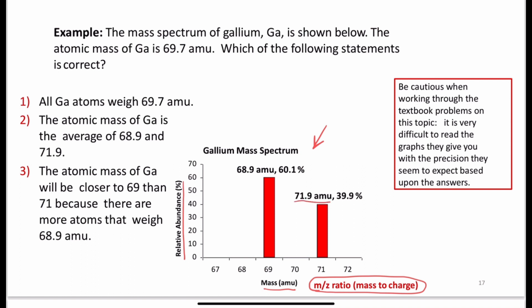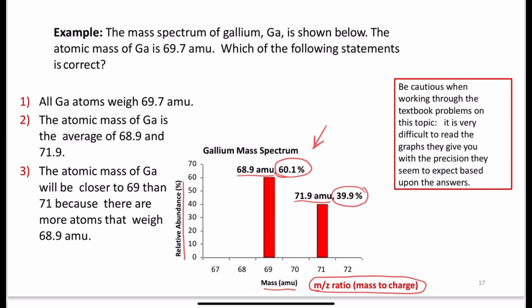I see a peak of 71.9 AMU, I have 39.9% abundance. At a peak of 68.9 AMU, I have a 60.1% abundance. What this means is about 60% of the particles analyzed had a mass of 68.9 AMU. About 40% of the particles analyzed had a mass of 71.9 AMU, as observed in the mass spec.